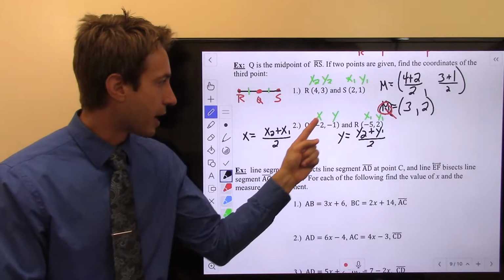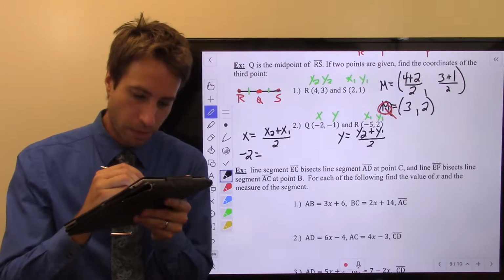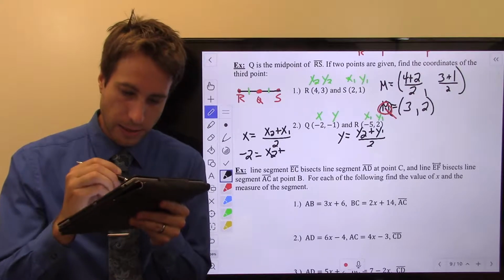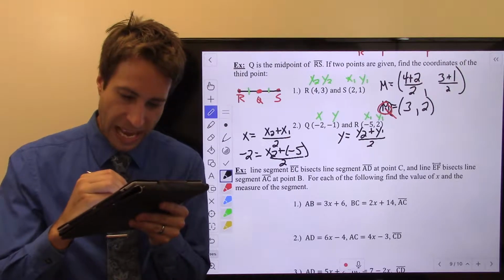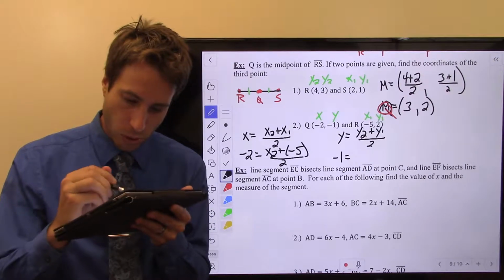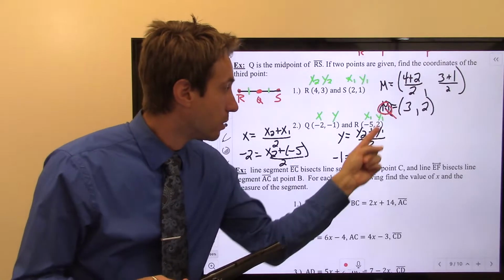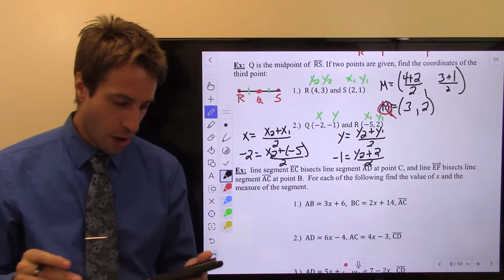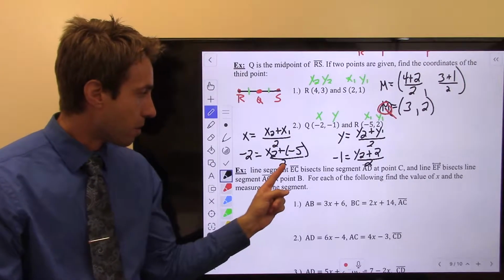I already know the x value. It's a -2. So -2 is equal to x2 plus a -5 all over 2. And then my y value is a -1 is equal to y2 plus 2 all over 2. Okay, now, here we go. Really pretty simple algebra problem.